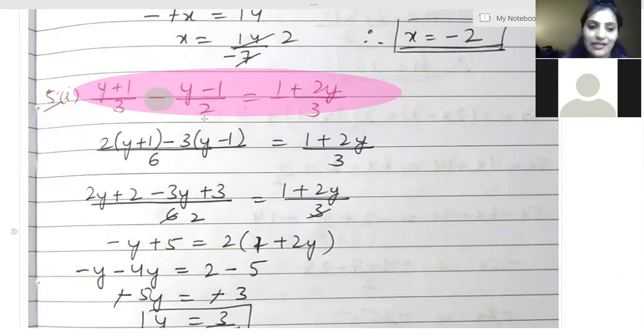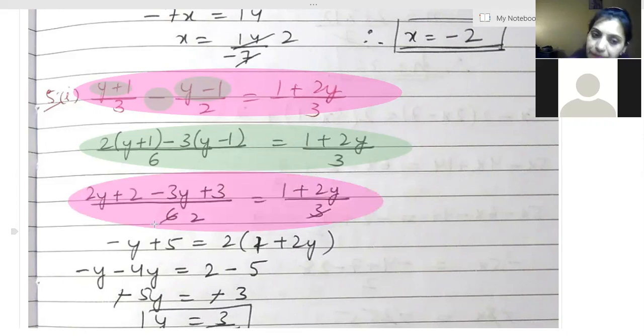Okay. Now we will take the LCM. So LCM is coming out to be 6. So this whole bracket will be multiplied with 2 and this whole bracket will be multiplied with 3. So when you are solving, you are getting 2y plus 2 minus 3y plus 3 upon 6 is equal to 1 plus 2y upon 3. So I have done the cuttings over here only.